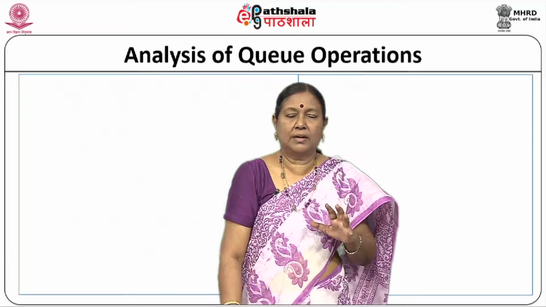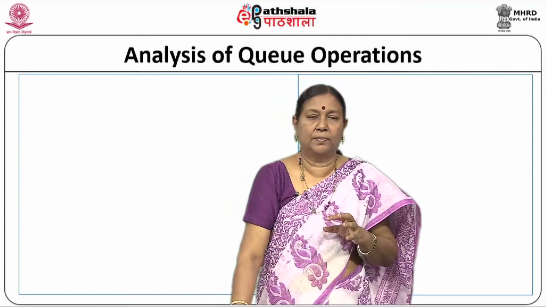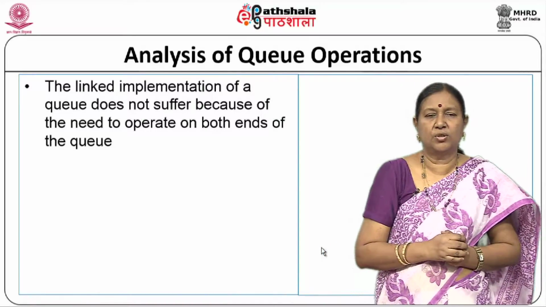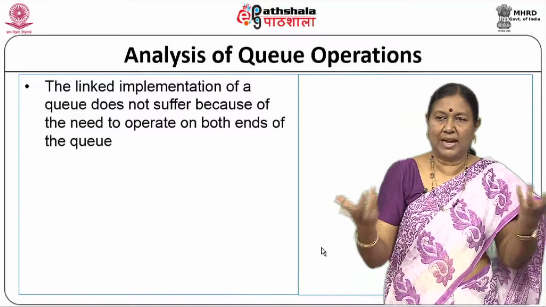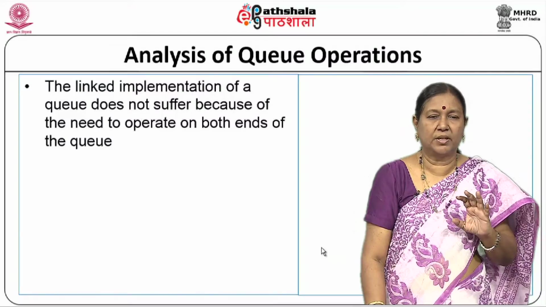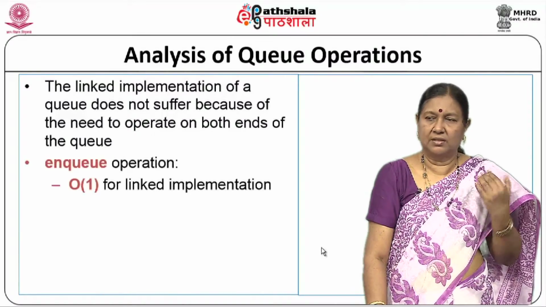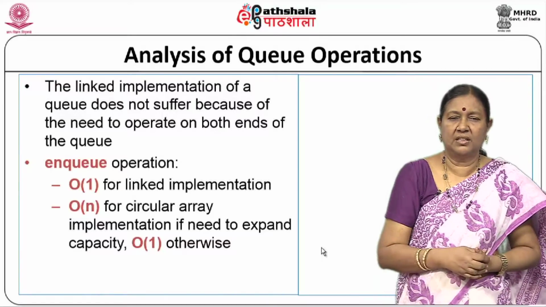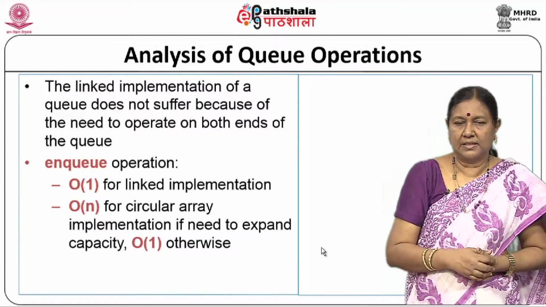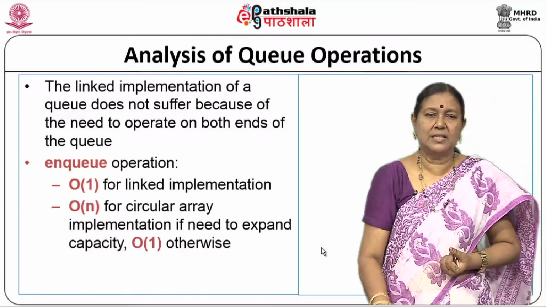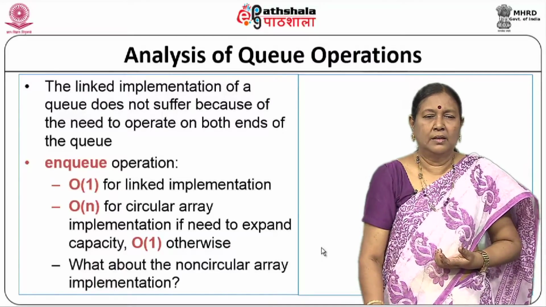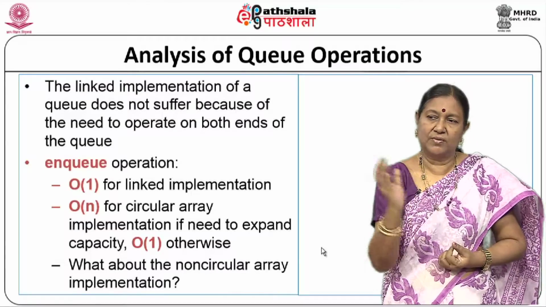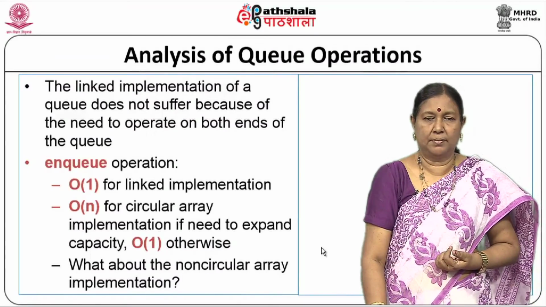Now, let us look at an analysis of the different queue operations. The linked implementation of queue does not suffer because of the need to operate on both ends of the queue. You can operate on both ends, it does not suffer because of that. NQ operation is O(1) for linked implementation, O(n) for circular array implementation if you need to expand the capacity, or O(1) otherwise. What about non-circular array implementation? That takes a lot of time because you have to shift the elements every time you do an implementation.